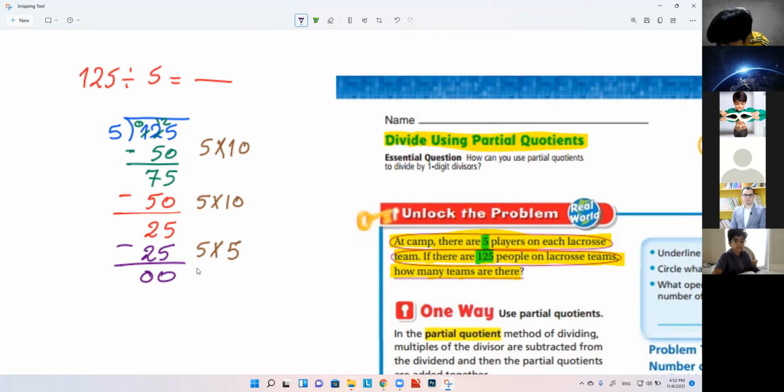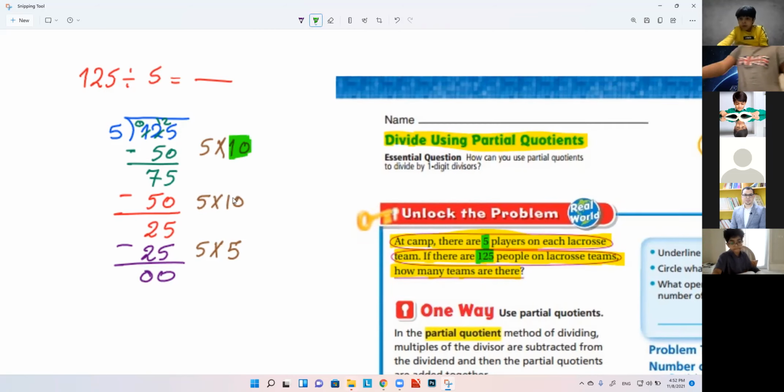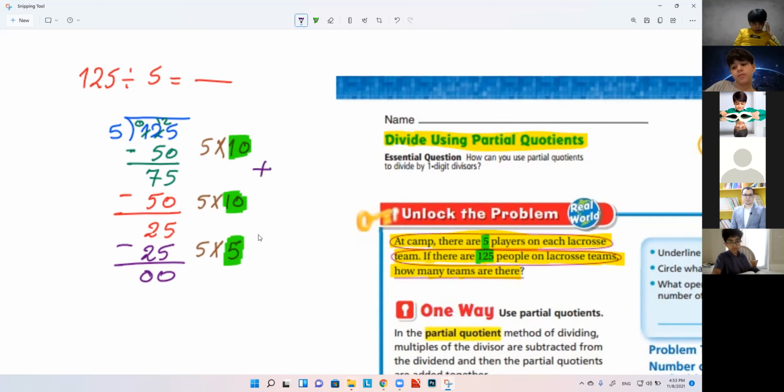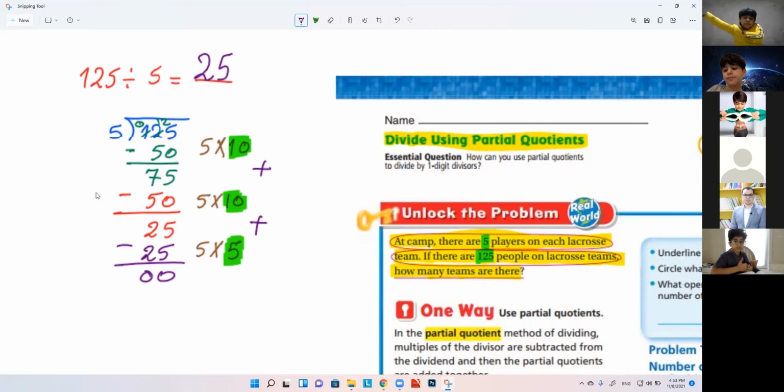But you have to get the answer. How can we get the answer now? You have to add the numbers that we multiplied by 5. Okay, so you have to add them all. So the answer, according to our sum here: 10 plus 10 equals 20, plus 5 equals 25. So our answer is 25. So 125 divided by 5 equals 25.